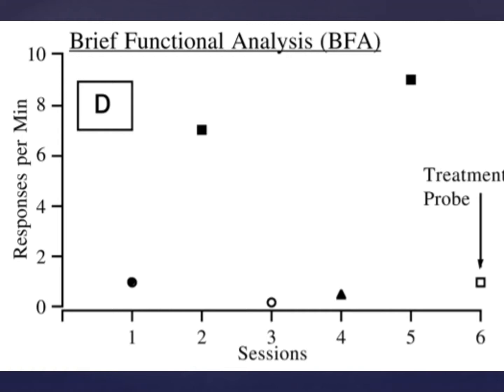Showing a functional relation is still important. Note that Iwata and Dozier have included a treatment probe on this graph. Obviously, when you implement an intervention based on the result of any analysis, you would need to continue to collect data to ensure that your intervention is actually effective, and thus that your hypothesis about the function was actually correct.